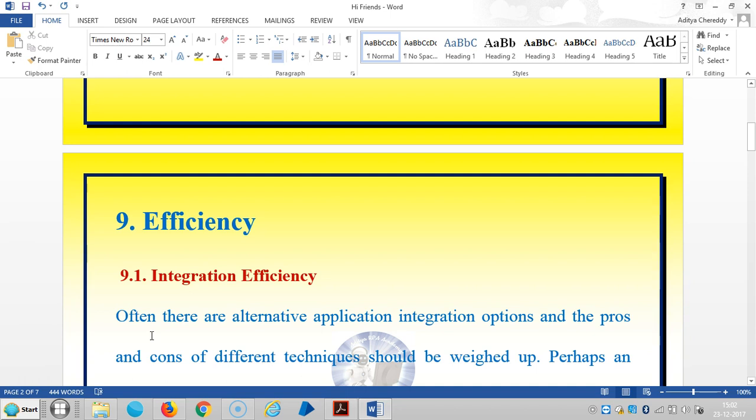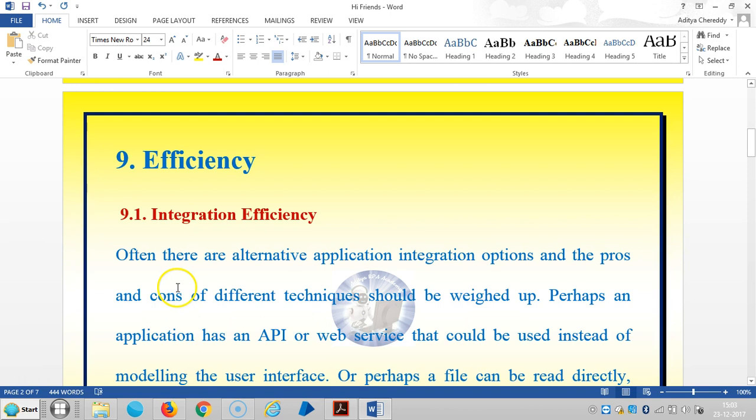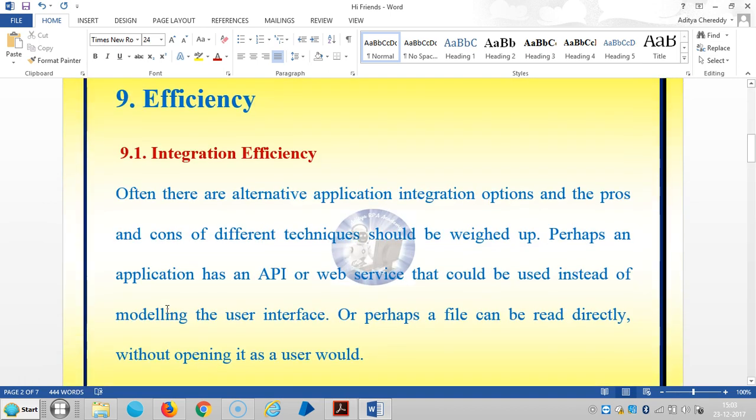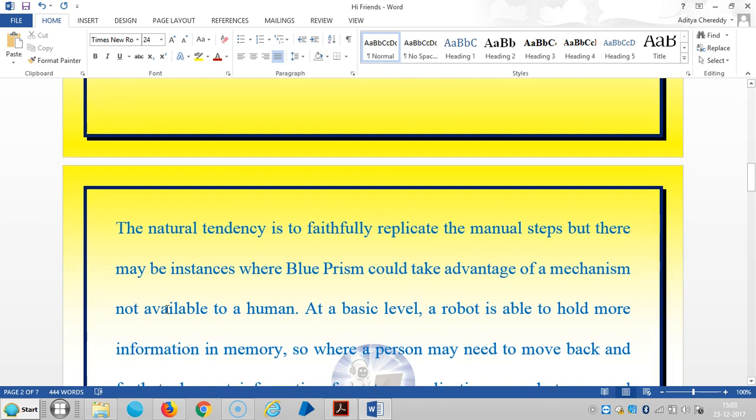In this video, we are going to see the efficiency of a robot. The first one is integration efficiency. If you observe, there are alternative application integration options, and the pros and cons of different techniques should be weighed out. Perhaps an application has an API, which stands for application programmable interface, or a web service that could be used instead of modeling the user interface, or perhaps a file can be read directly without opening it the way the user would.